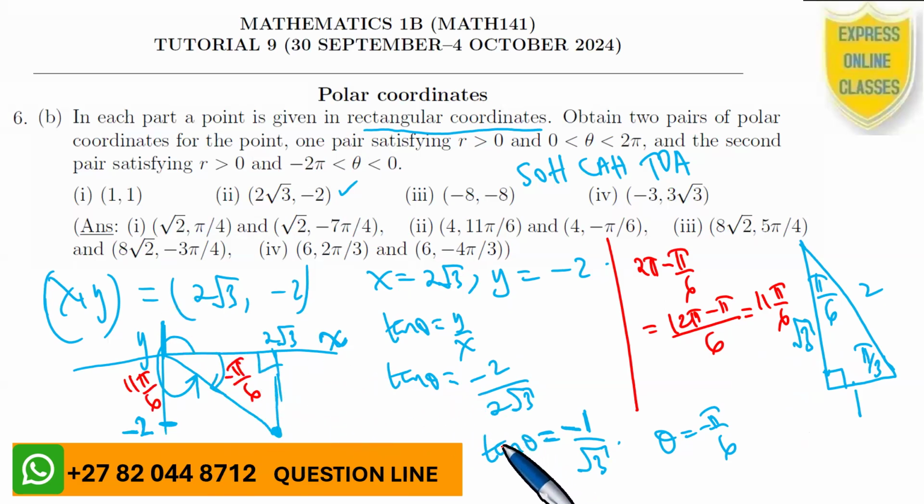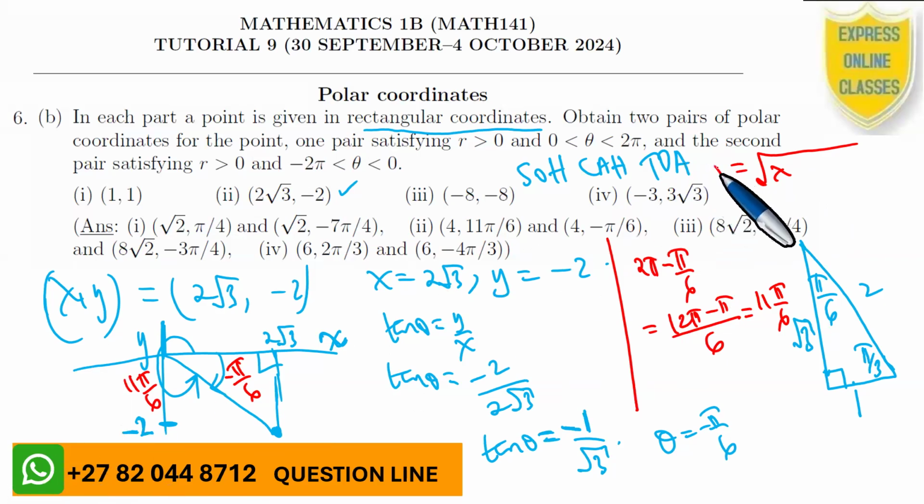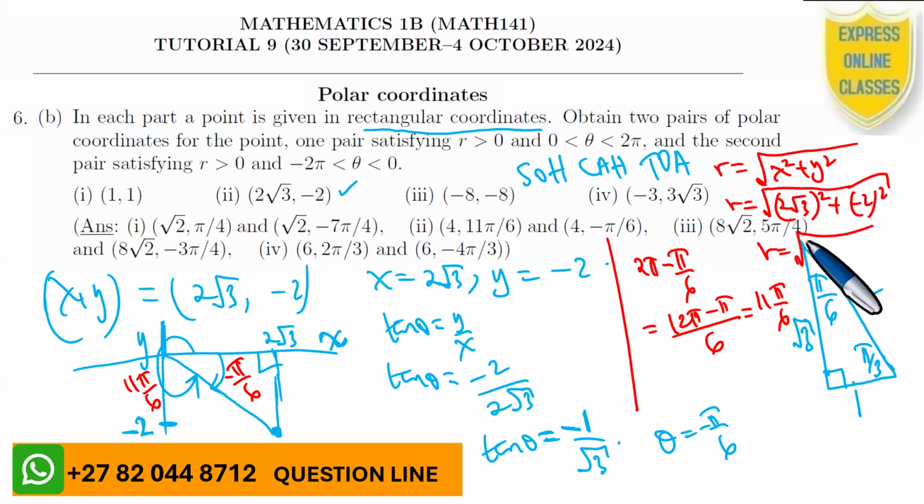But by Pythagoras' theorem, R becomes the square root of x squared plus y squared. x is 2 root 3, so x squared is 4 by 3, 12, plus 4, 16. And then that is 4.